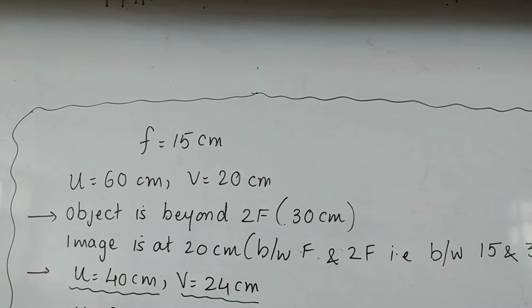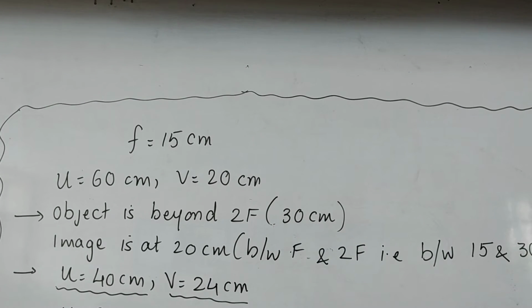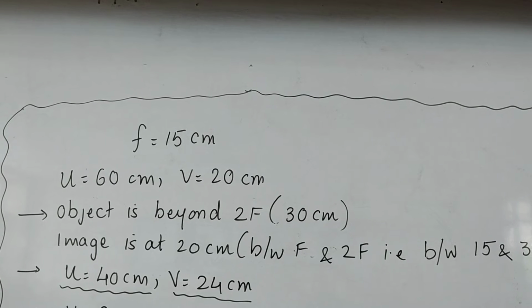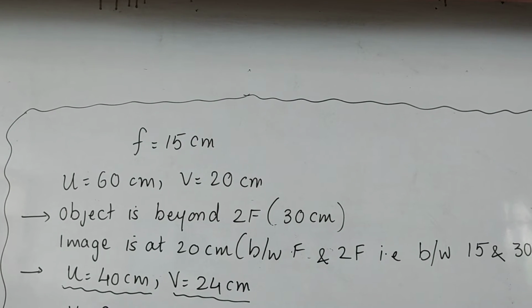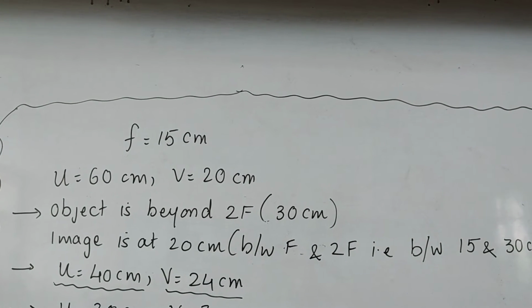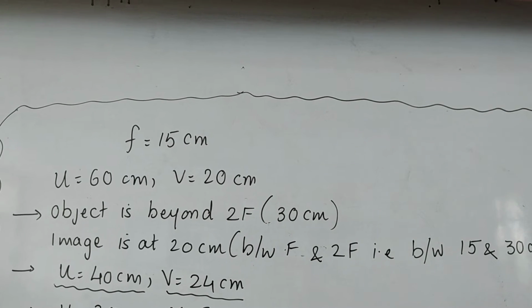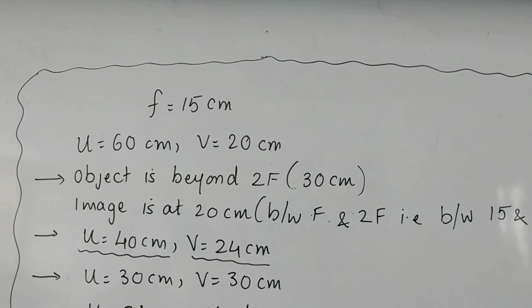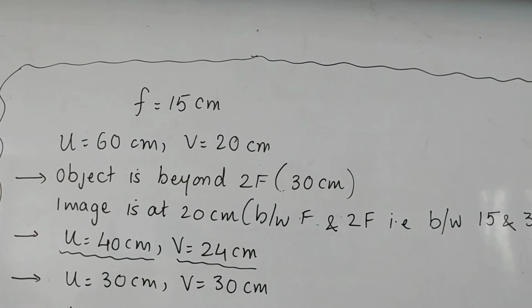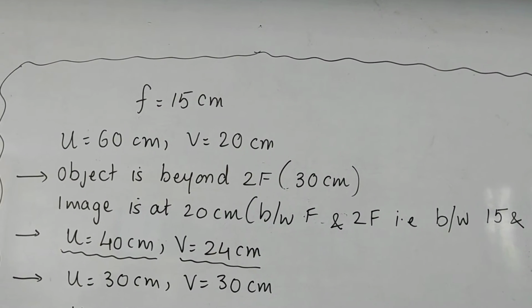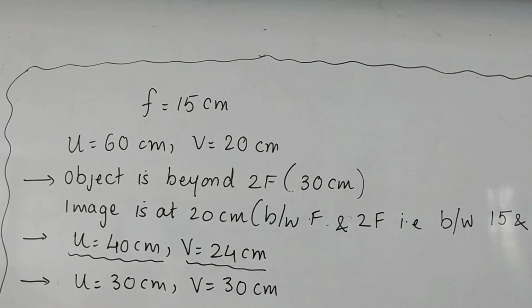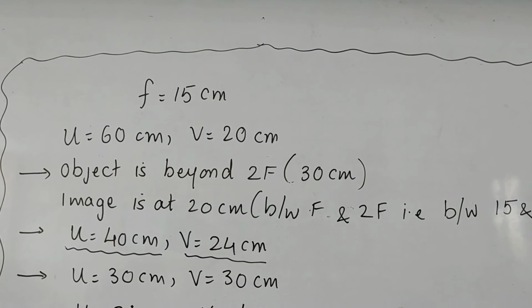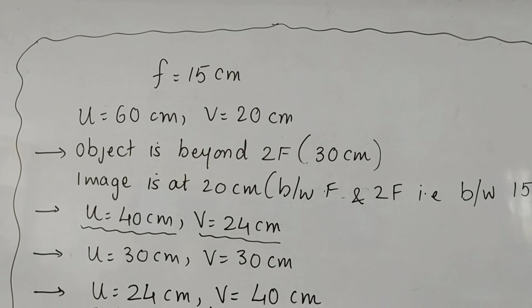Now we are not checking here accurately whether the V is 100% correct or not. Let us first look at all the options. If we can get the correct answer without using the lens formula, that will always be better, and it will save your time. So the third is U is 30, V is 30 centimeters, which we have already done. This is true because the object is placed at 2F, and the image is formed at 2F. So this is also correct.